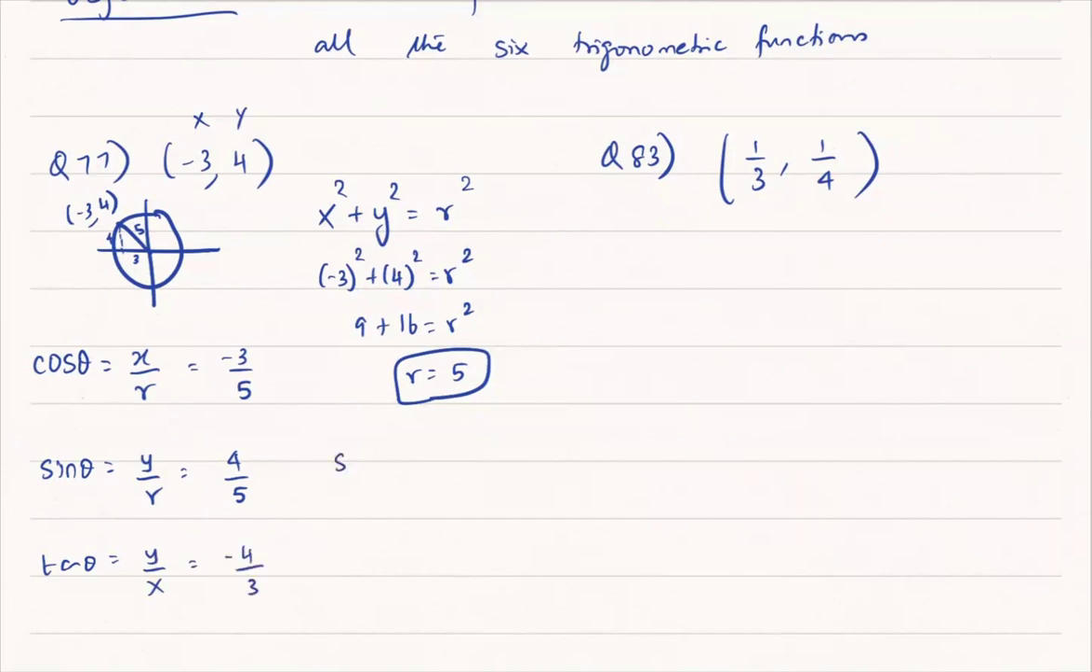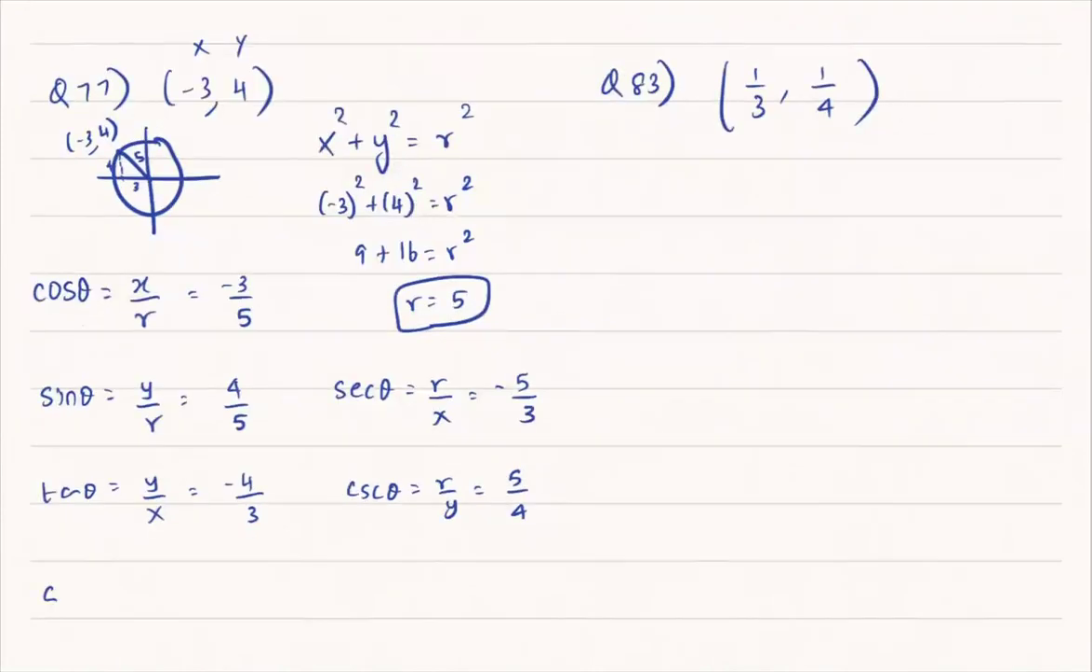Then secant theta is r over x, negative 5/3. Cosecant theta, r over y, 5/4. And finally, cotangent theta, x over y, negative 3/4. Okay.